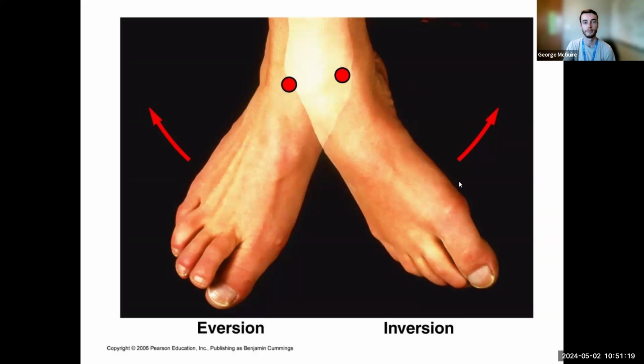For our feet, or our movement of the ankle joint, we can refer to movement towards the midline, so medial movement here, as inversion, and then lateral movement here is eversion. So pointing the bottom of the foot towards the midline is inversion, pointing the bottom of the foot away from the midline is eversion.